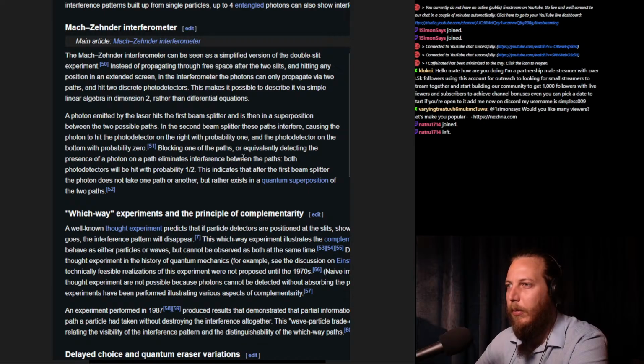Back to quantum theory. Blocking one of the paths, or equivalently detecting the presence of a photon on a path, eliminates interference between the paths.